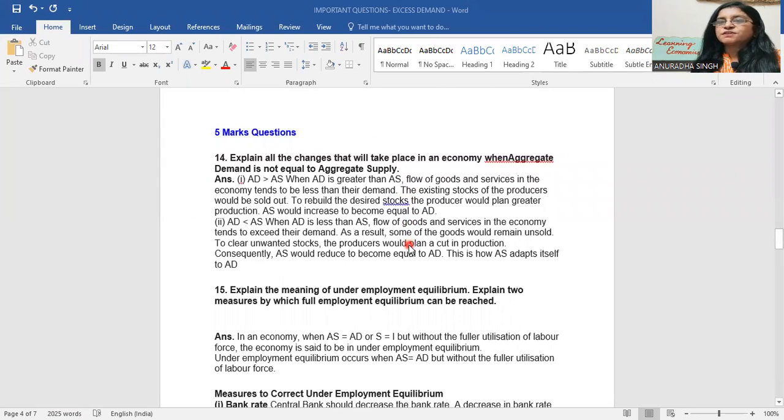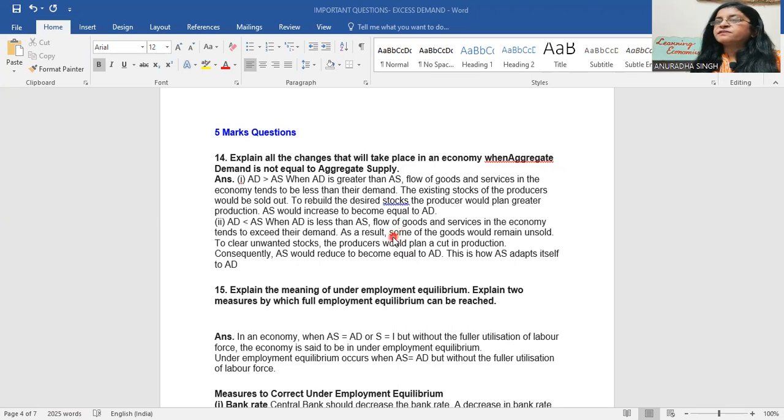Yes, this next question is: explain all the changes that will take place in the economy when aggregate demand is not equal to aggregate supply. Means when there will be no equilibrium. See, they have written the answer very short. You don't have to write such an answer, because you have to write many words. You should write at least 150 words for a 5 marks question, and you should also make a graph.